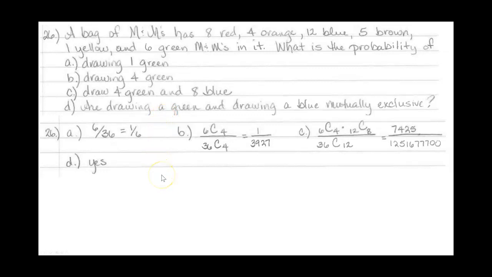Well, when you draw an M&M, it can't be blue and green at the same time. They have no outcomes in common. It is one or the other. So yes, those two things would be mutually exclusive.